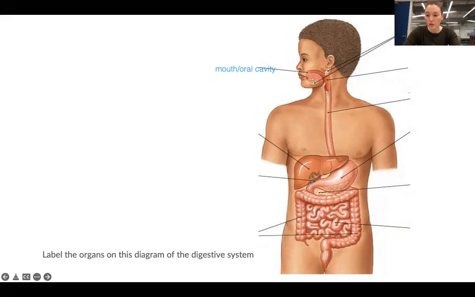Right. These are the salivary glands that produce saliva, and that has enzymes in it. We'll talk about that in a second. Here's the pharynx, that back of the throat part that is shared with the respiratory system before the epiglottis.